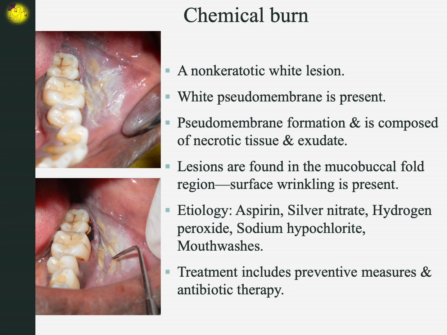So the second lesion that you're going to see here is chemical burn, which is a non-keratotic white lesion that can occur due to various chemicals such as aspirin, silver nitrate, hydrogen peroxide, sodium hypochlorite, or certain mouthwashes. These chemicals tend to give a wrinkled appearance on the mucosa along with pseudomembranous formation, which can contain necrotic tissue and exudate. So the treatment here lies in identifying the chemical responsible for the burn and eliminating it, such that the lesion can resolve by itself.